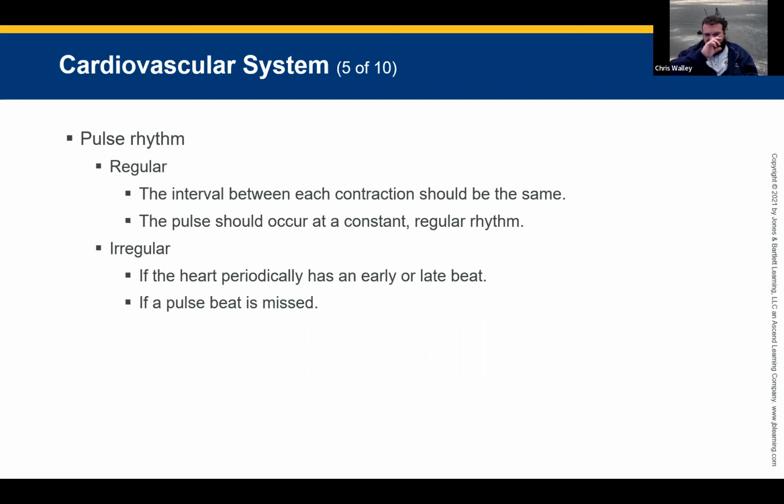The interval between each contraction should be the same. The pulse should occur at a consistent, regular rhythm, unless the heart periodically has an early or late beat, or a pulse is missed, so you can have a change of pulse. AFib is common. There are a couple of guys out here that have extra P waves, which means they have an extra beat. It could be like doom, doom, doom, doom, doom, doom, doom, doom.